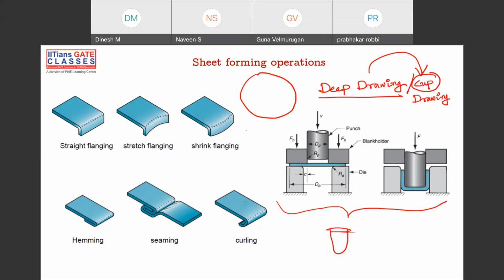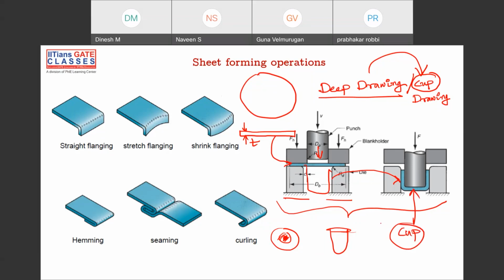I'm showing the top view. If you are seeing the side view, it will be like this, right? It has some thickness t. You have two dies, and the die is also of a circular shape. On that, you put this kind of sheet, and then you apply a punch in between. When you apply it, the sheet takes this kind of shape, and that is what is shown in this figure. And this is a cup. So this is also known as cup drawing.